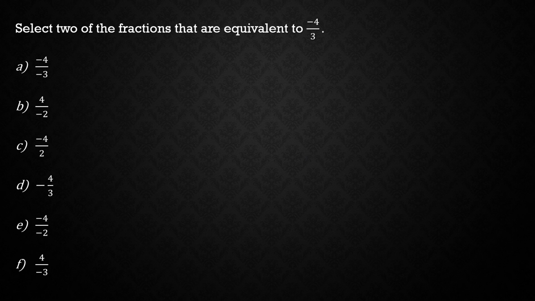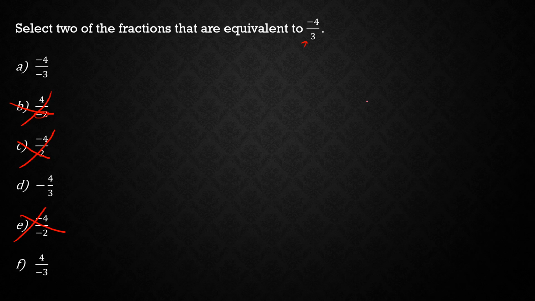Next one wants us to select two of the fractions that are equivalent to negative 4 over 3. Now, on this one, you guys need to be so careful with the numbers that you are given, okay? Notice how on B, I have a 2 in my denominator here, but I have a 3 in my denominator in the problem, which means that any problem that has a 2 or any number that's not a 4 and a 3 in the same order is automatically wrong.